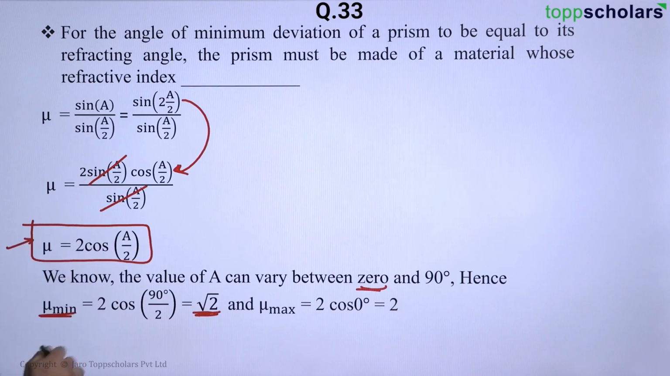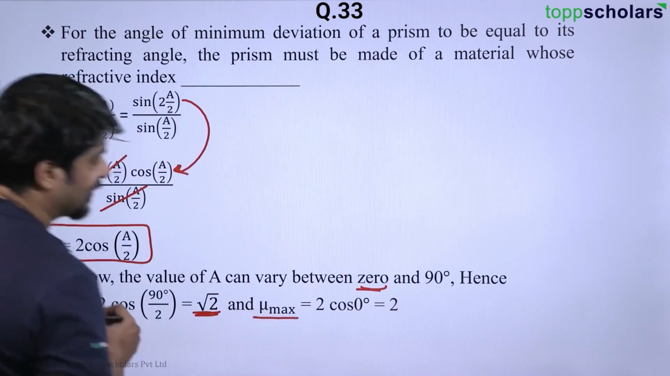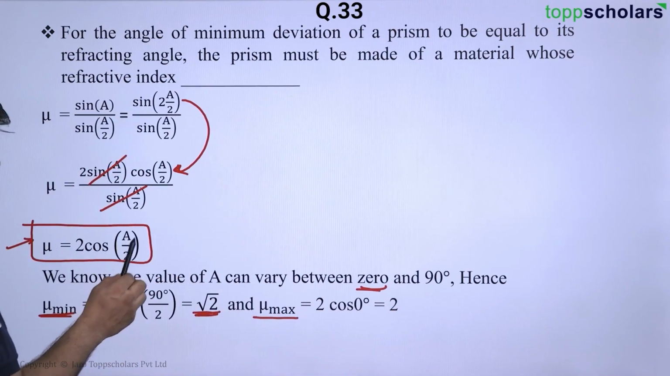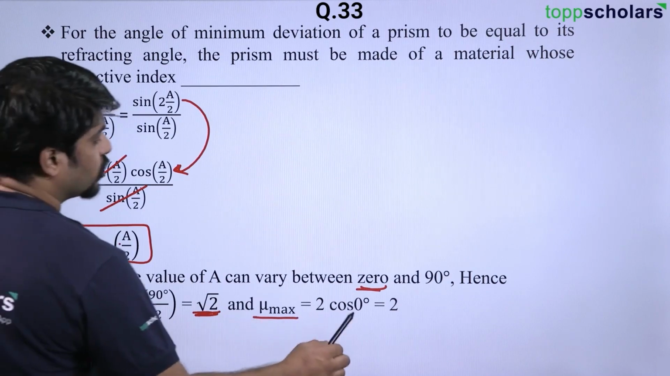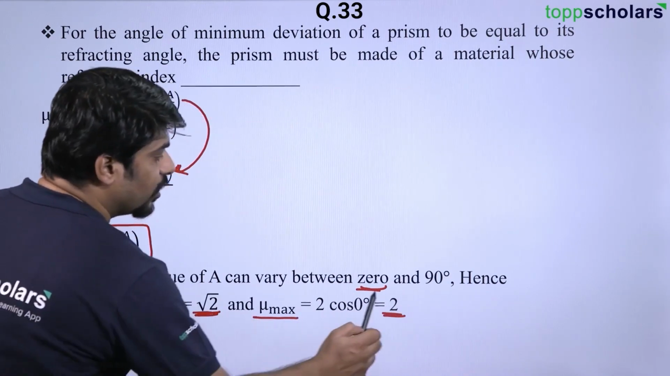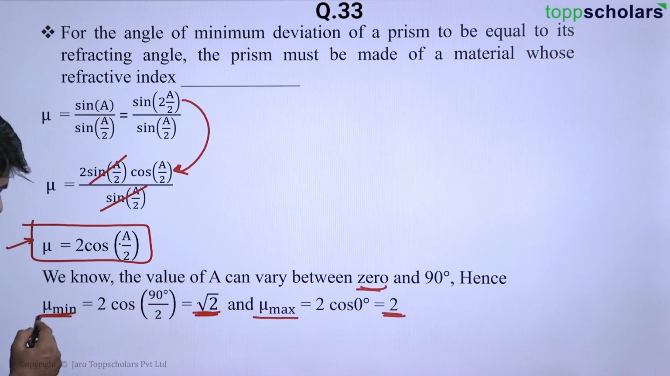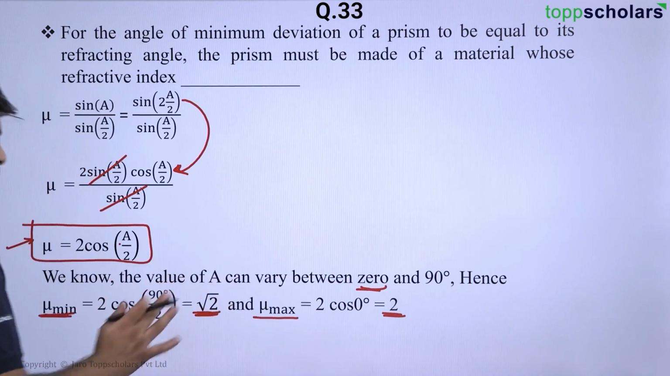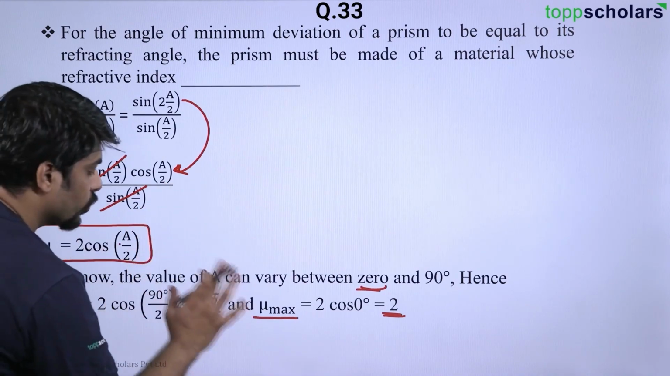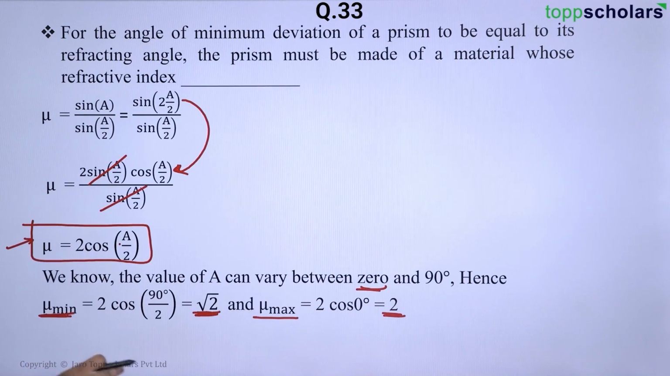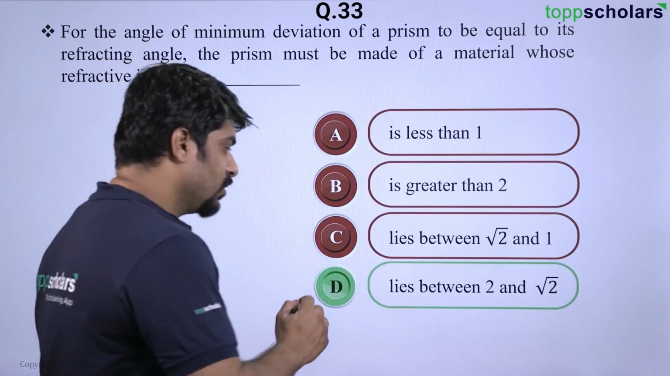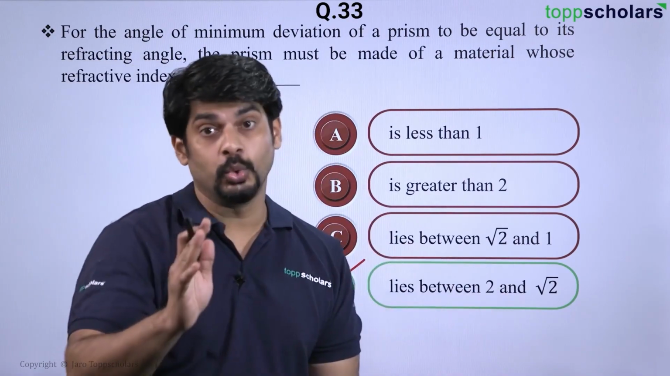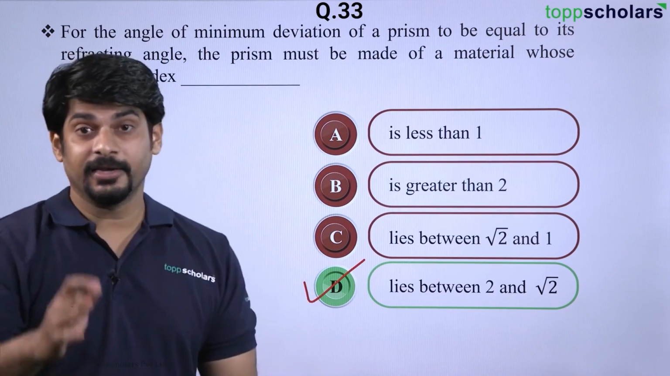Root 2. Okay, and mu max is going to be equal to 2 cos 0, isn't it? Here we have put the value A equal to 0. So cos 0 is 1, and therefore we are going to get only 2. So here we can see mu minimum is root 2 and mu max is 2. This is the condition that we are looking for, so the correct answer here is: refractive index lies between 2 and root 2. Okay, so this one is the correct answer.